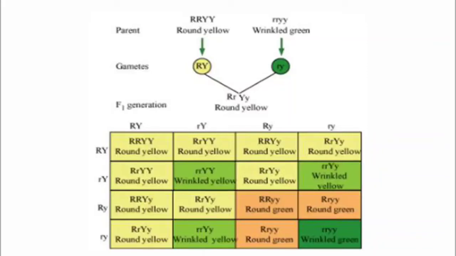So now he cross-pollinated these plants and the resultant obtained was what? Capital R, small r, capital Y, small y. So I would say this as what? Heterozygous plant. Yes or no? What would I say it as? Heterozygous round and yellow plants.